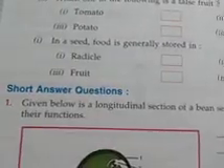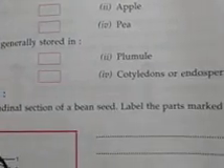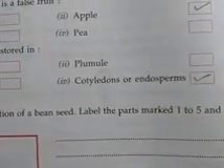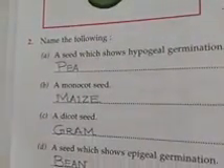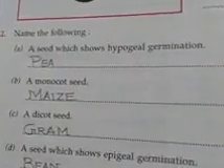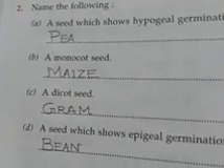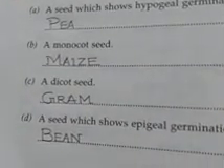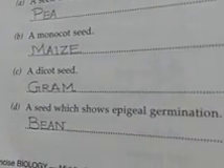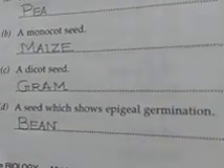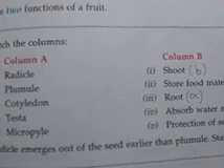Which one of the following is a false fruit? Answer apple. In a seed, food is generally stored in, answer cotyledons or endosperm. Next come to the name the following. A seed which shows hypogeal germination, pea. A monocot seed, maize. A dicot seed, gram. A seed which shows epigeal germination, bean. Next come to match the following.